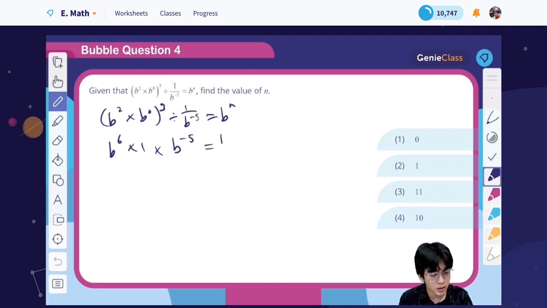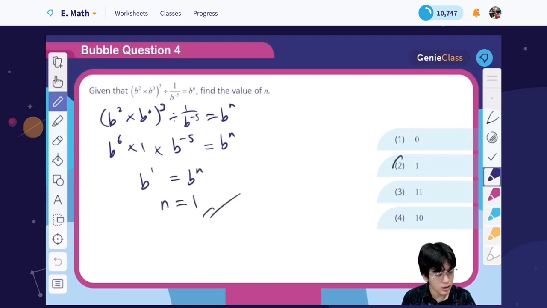Equals to b power n. Then just multiply everything together, which means add up the powers. 6 minus 5 is 1, equals b power n. Oh, just nice. n equals 1. Done. Option 2. Alright.